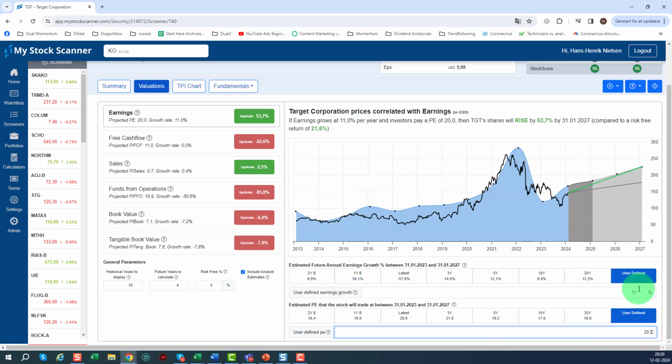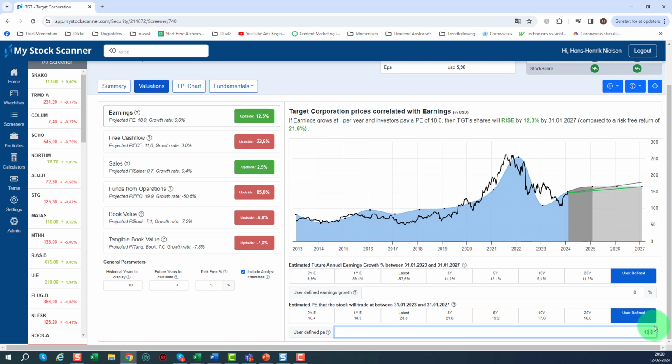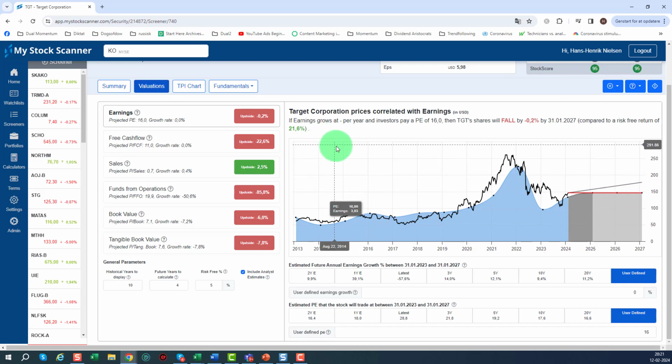So therefore, when I'm looking at a stock, I like to put down the growth rate and say, okay, what if they almost don't have any growth? And then again say 18 is the number we had before. What if that actually becomes a bit lower? Do I still have a reasonable investment case? And well, you could say minus 0.2% is not nice over 3 years. No, but it's also not losing money. So therefore, Target could be a reasonable investment seen from this perspective.